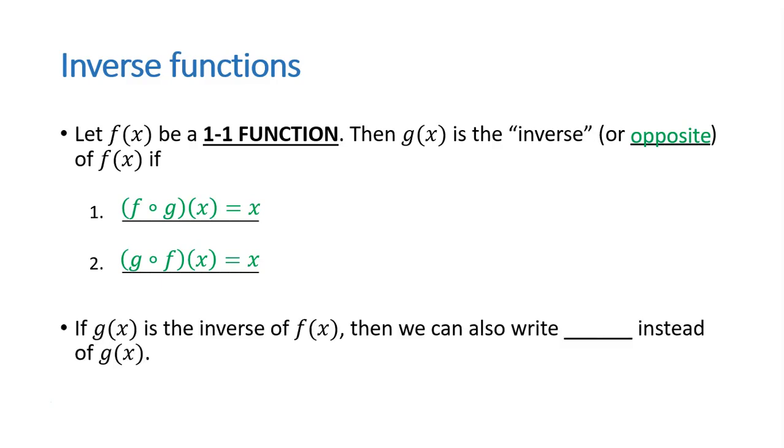If g of x is the inverse of f of x, in other words, we verified these two conditions and they both hold, they're both true, then we can also write this particular notation instead of g of x. This reads as f inverse of x. It looks like we have an exponent in here. This is not an exponent, it's just a superscript, but it's a superscript of -1. So f of x is the function we're starting with.